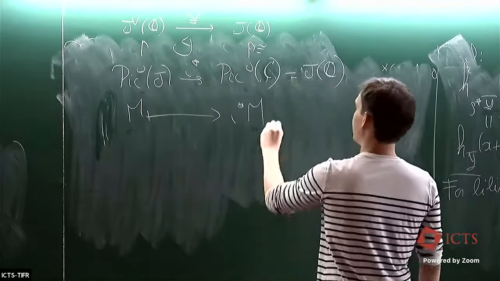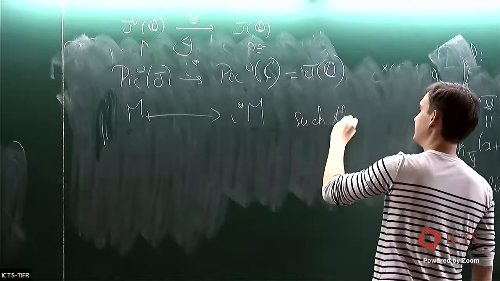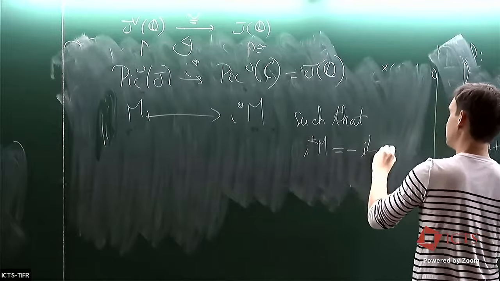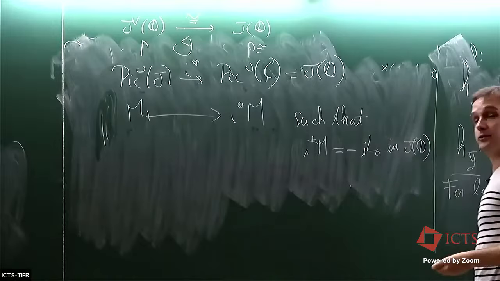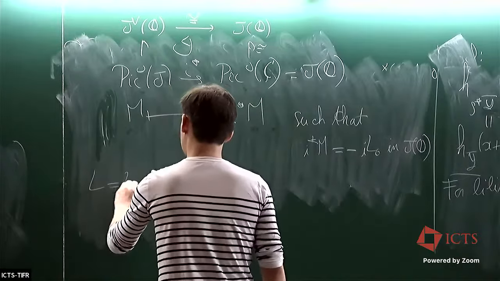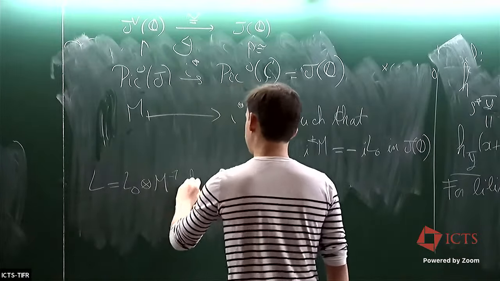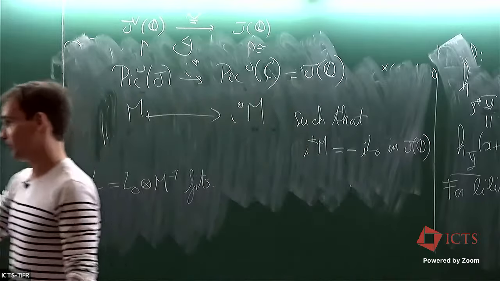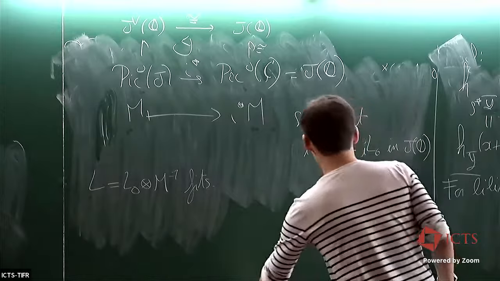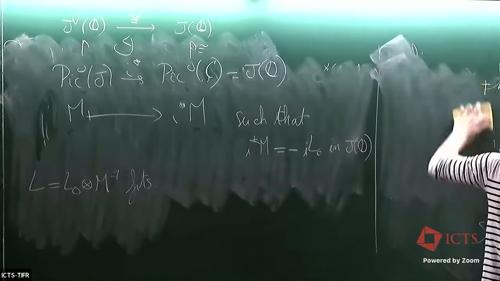So find M such that ι* M is equal to minus ι* L0 in J of C. You can find that. So then you can pick L equal to L0 tensor M inverse. It will have trivial pullback. Okay, so now we know for sure at least one that this is non-trivial. It means this is non-trivial. Okay. So we're sure we can find a good L, and that's exactly what good L means here.